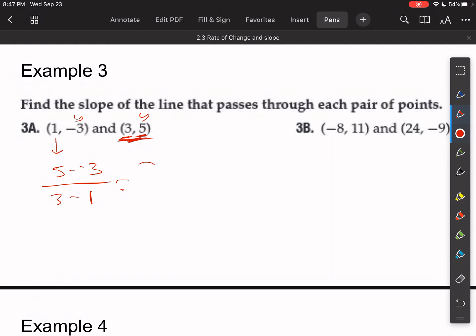5 minus negative 3 is 8. 3 minus 1 is 2. 8 divided by 2 is 4. So I have a slope of 4 between those 2 points, for example 3a. And then for 3b, we'll do the same thing.